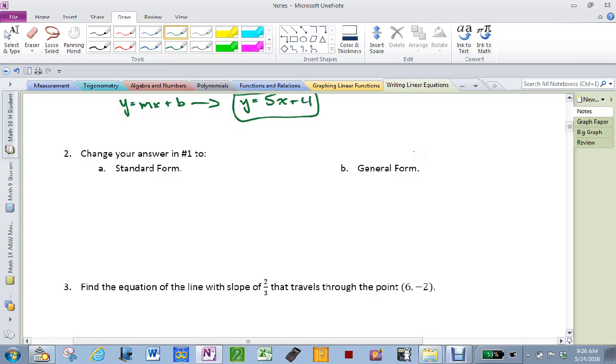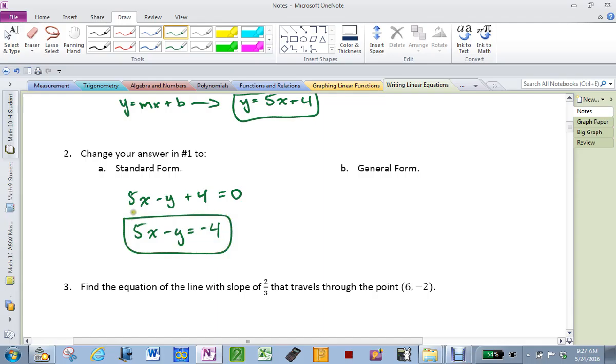What's got to happen for standard form? What moves? If you just move y, you're going to have 5x minus y plus 4 equals 0. Then what has to move? There's standard. And what's general? We've already got it right there. Everybody cool?